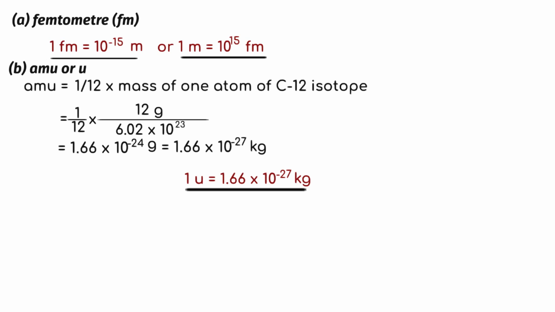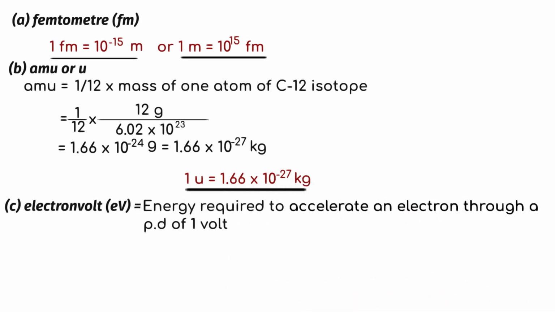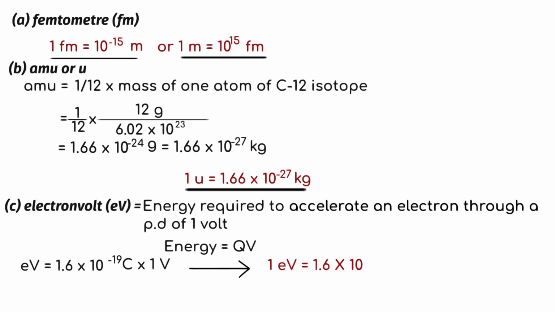Electronvolt is defined as the energy required to accelerate an electron through a potential difference of 1 volt. And from my elementary knowledge in electrical energy, energy is equal to charge times potential difference. And we are dealing with an electron, and the charge on an electron is 1.6 times 10 to the minus 19 coulomb. So if we multiply it by 1 volt, we're going to have 1.6 times 10 to the minus 19 coulomb volt. And coulomb volt is joule.